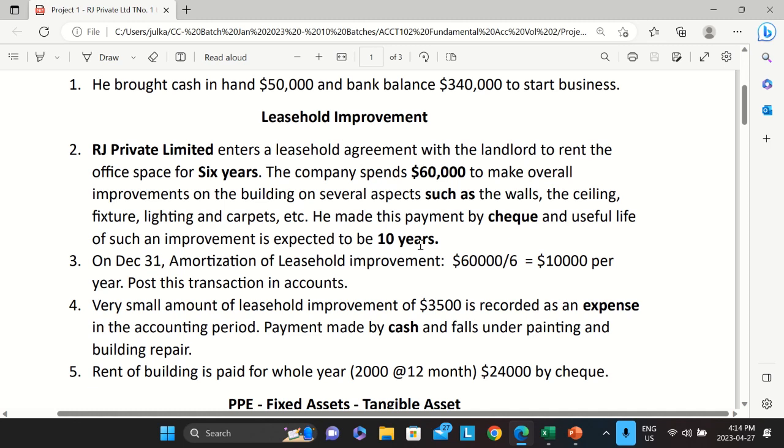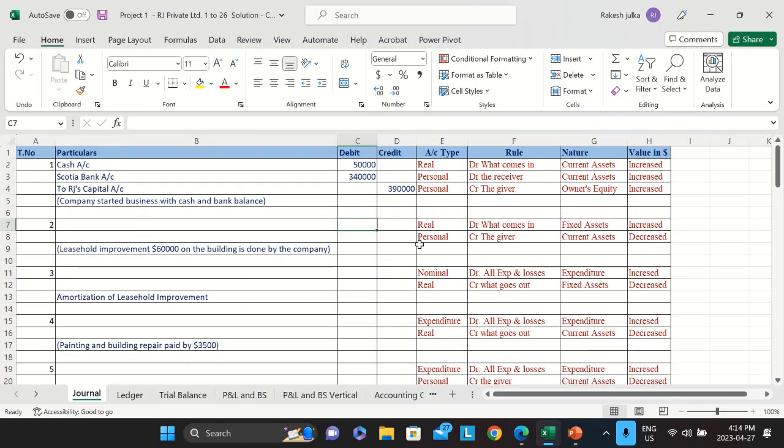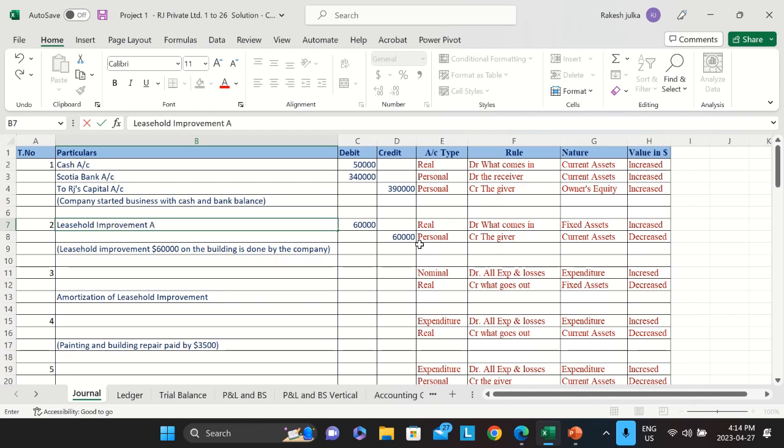So what does it mean? It means that the leasehold improvement becomes an asset for the company, on which he has spent some money. The $60,000 is spent on leasehold improvement. So for 60,000, one will be the debit and one will be the credit. This is because of the double entry system in accounting. So what is coming into the business? The asset is increasing. So it means leasehold improvement account debit 60,000. And what is going from the business? The money is going from the bank. So Scotia Bank.